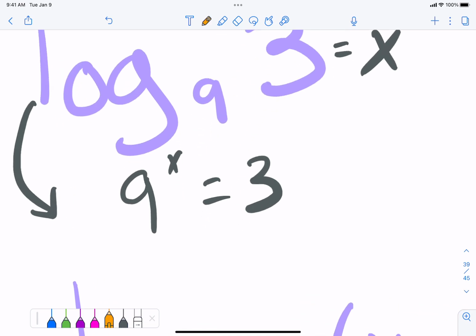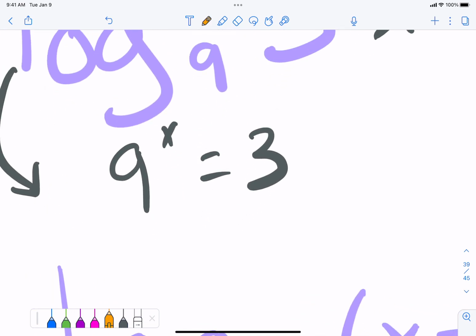Let's see how you do this. Some of you can just think in your head: how do you go from 9 to 3? You take the square root of 9 and it becomes 3. But what's the square root as a power? 1/2, okay?